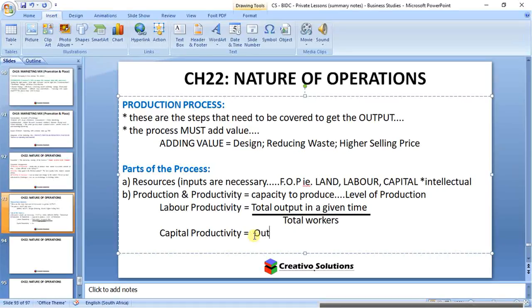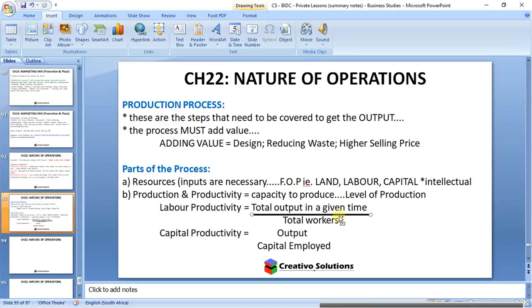Output divided by capital employed. Employed. There we go. Okay, and that's what we're looking at there in terms of its calculation. So that's how much we've produced divided by what have we employed. Okay, what capital we've employed. Right, that's what they've given you here. I think that's fine. We've covered that. Oh, maybe just a note here.